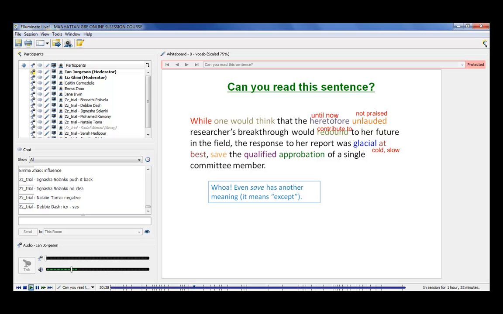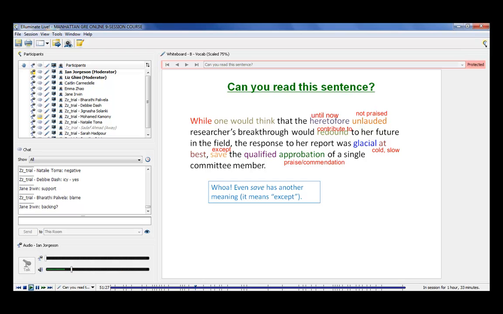Save has a second meaning, which means except for the qualified approbation. What does approbation mean? More than support. Support's a good start, but it's even stronger than support. Not blame, not backing. It's actually just praise or commendation. Praise or commendation is what approbation means. And there are a couple of words that sound similar, Bharati, that do mean to blame, but approbation itself means to praise or to commend.